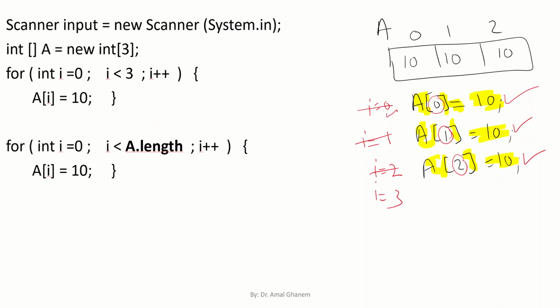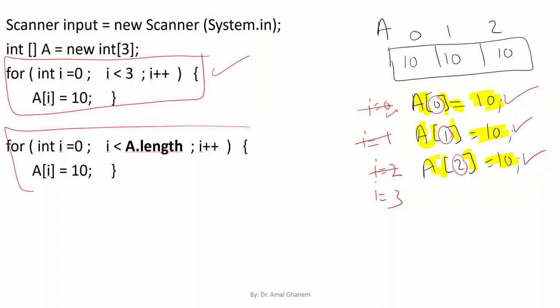So you can say for i equals 0, i less than 3. This is correct. Or you can say i equals 0, i less than a.length. And remember, a is the name of your array. And this is correct as well.